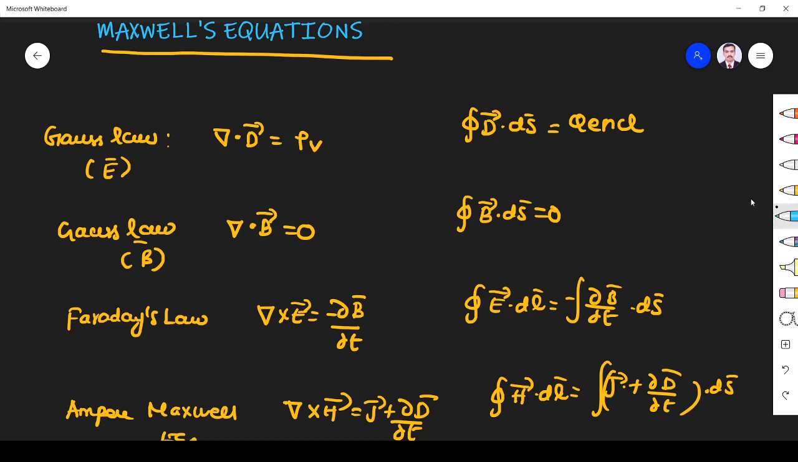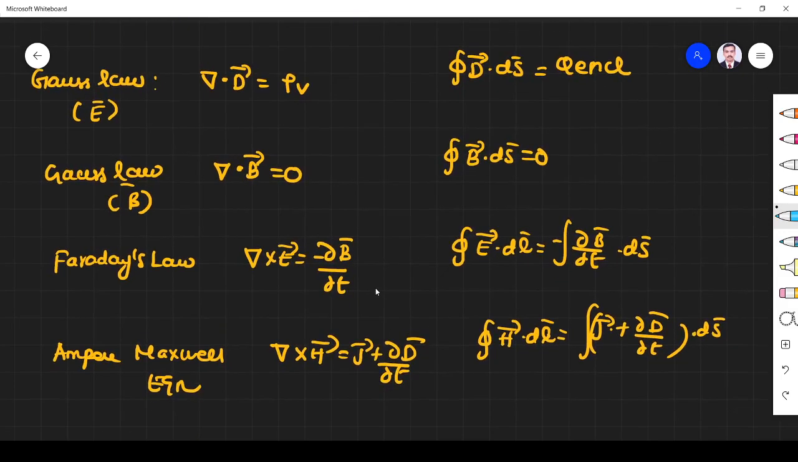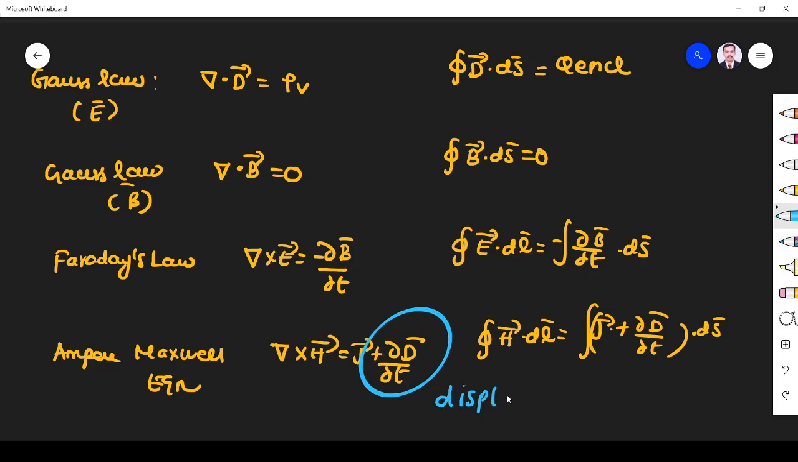You see here, the biggest contribution of Maxwell is that he did some work in Ampere's circuit law and introduced the concept of dou D by dou t, which is nothing but displacement current. Right? So that is Maxwell's biggest contribution, and he combined all these equations. These equations explain all the electromagnetic problems. Okay, so let us see here.